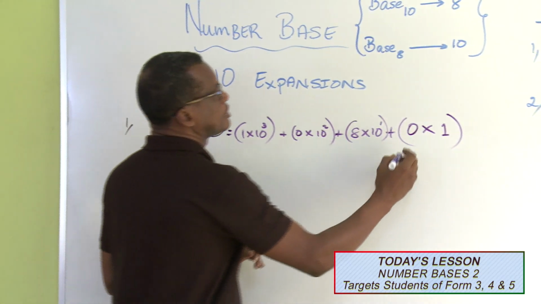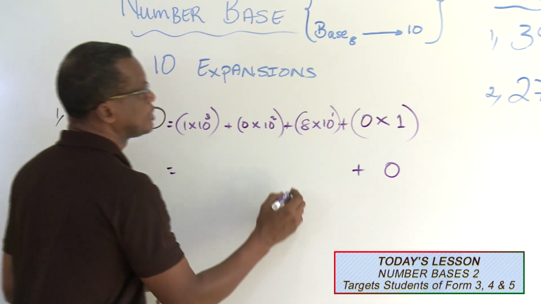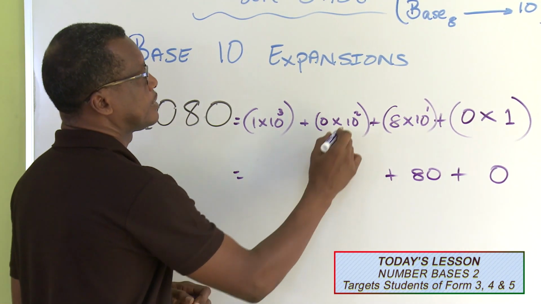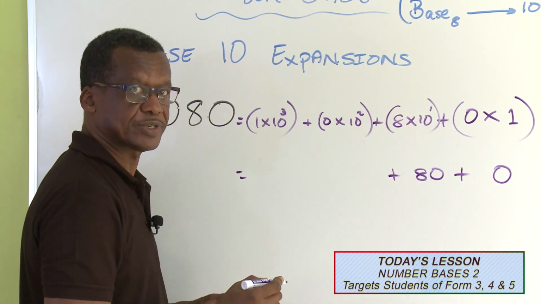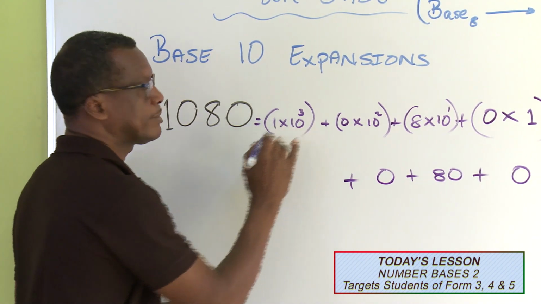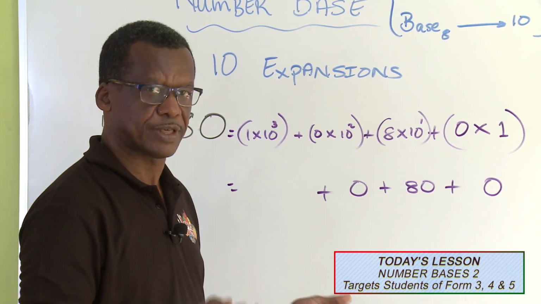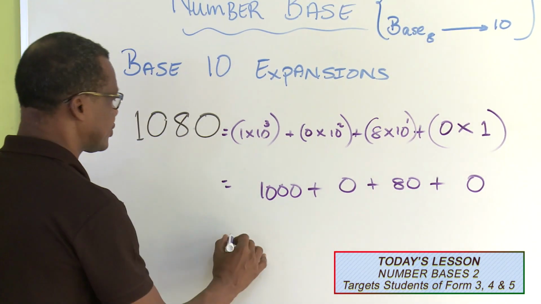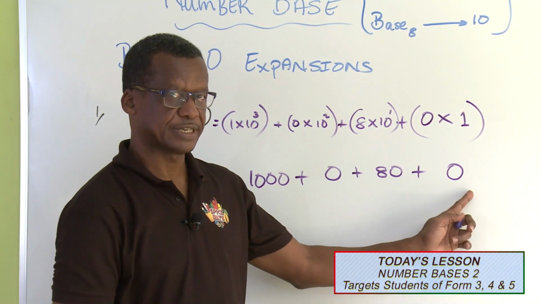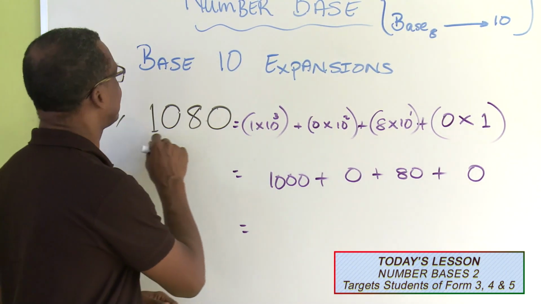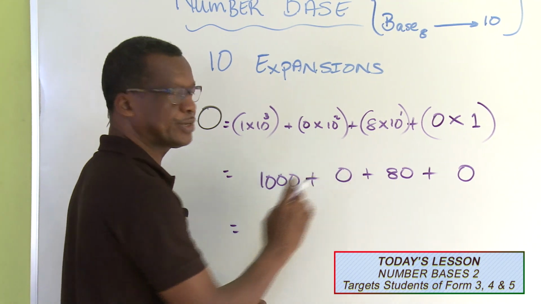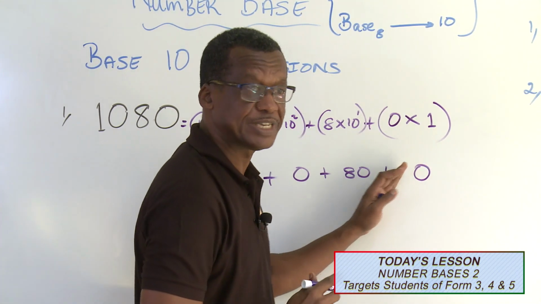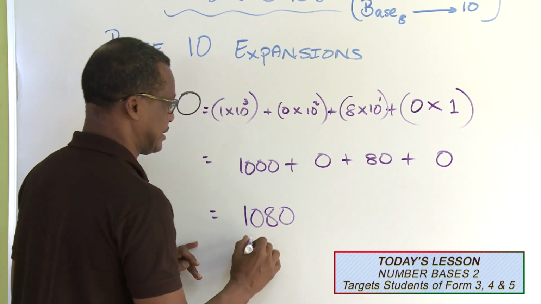Now let's work it out. 0 times 1 is 0. 8 times 10 is 80. 0 times 10 squared, or 0 times 100, is 0, and 1 times 10 to the 3, which is 1,000. So 1 times 1,000 is 1,000. Now let's see. If we add up these numbers after we expanded them, we should get back the number that we started with. Are we going to get it? 1,000 plus 0 is 1,000. 1,000 plus 80 is 1,080. 1,080 plus 0 is 1,080. So we did get 1,080.